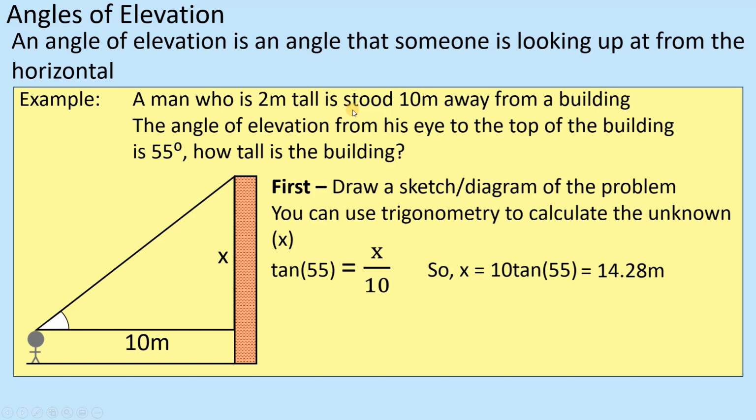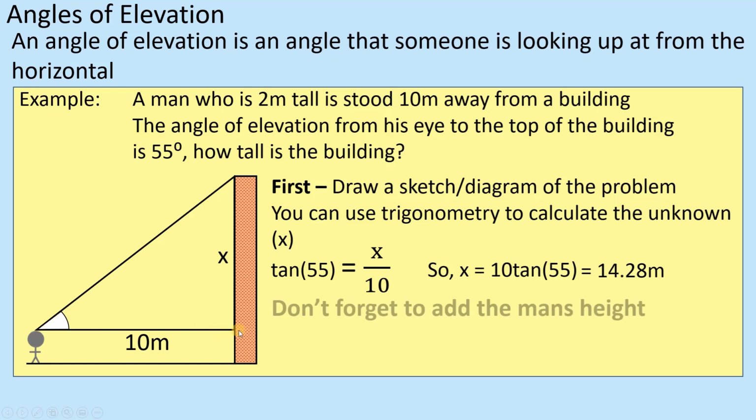Because it's the angle of elevation from his eye to the top of the building. And this bit where it talks about the man being 2 meters tall clearly has some relevance, because 14.28 is not the entire height of the building, so he's got this additional 2 meters. Now, I suppose you could argue his eye level might not be quite right, it might be 6 inches lower, but I guess at this point we're assuming his eye means the top of him.